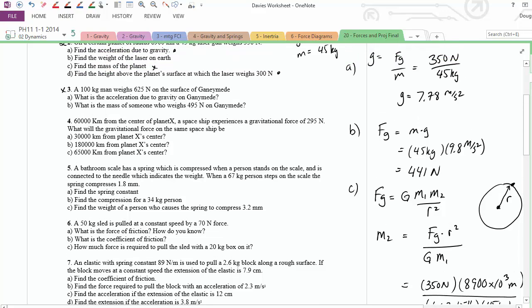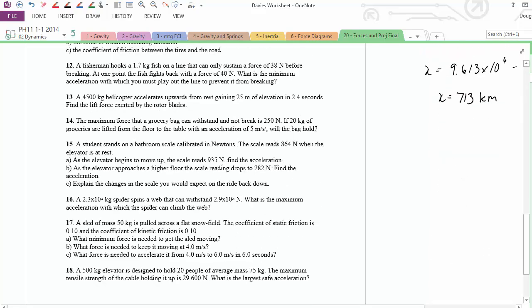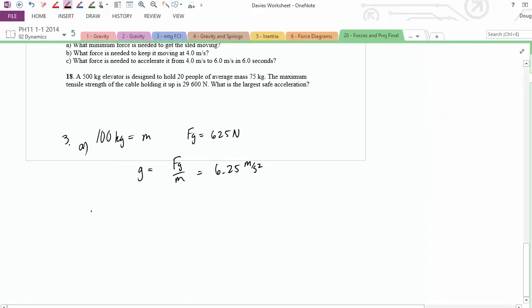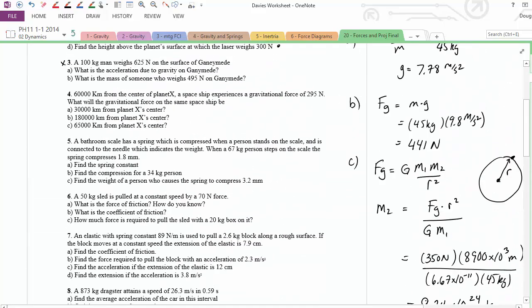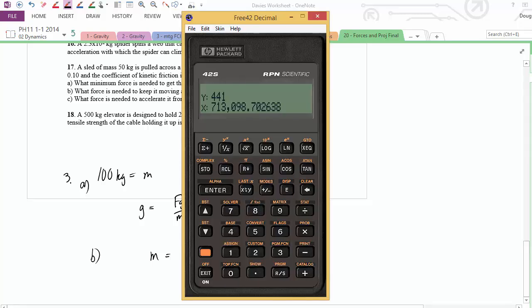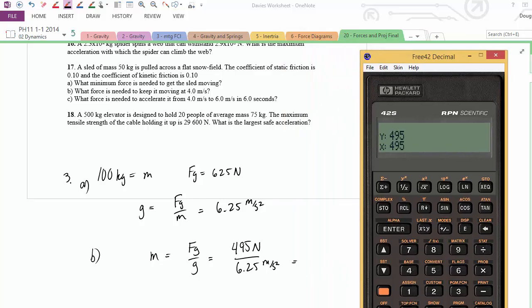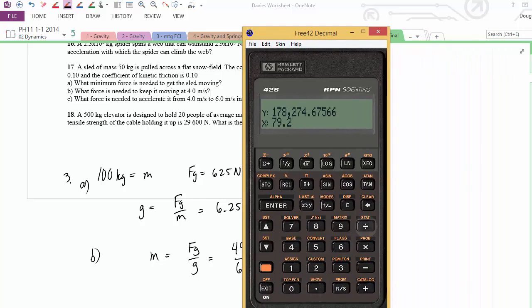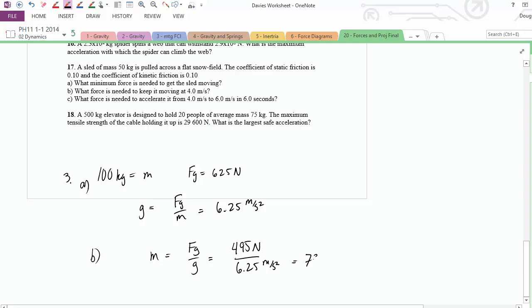And what is the mass of someone who weighs 495 newtons on Ganymede? So mass equals Fg divided by g. That gives 79.2 kilograms. So that's a pretty straightforward question, that one.